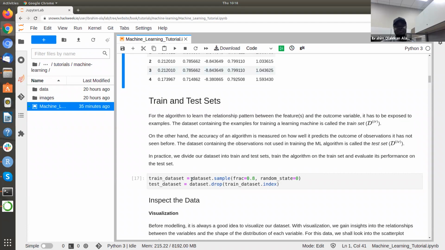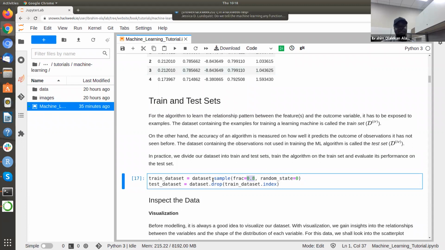So this code divides my data into training and test sets. I'm randomly sampling 80% of my data sets as the training set, and then 20% as the test set. It is not compulsory that I use 80% as training sets. You could use 70, you could even use 90 at times, depending on the size of your data set. But one common rule of thumb is to use 80% of the entire data set as a training set.